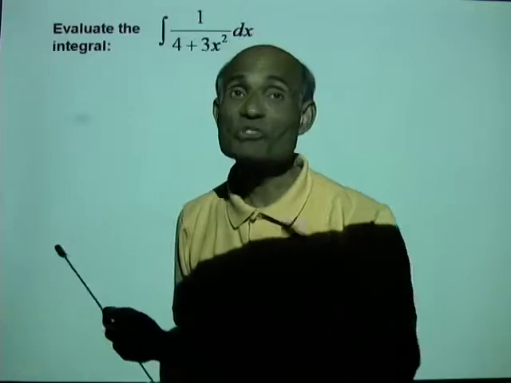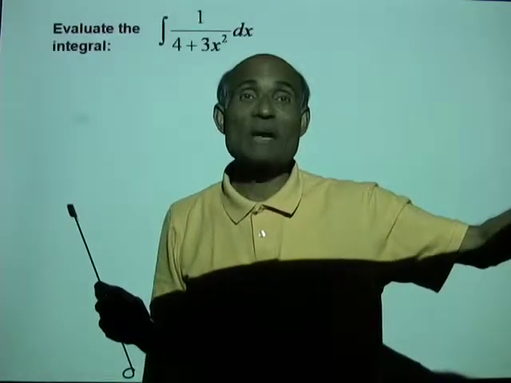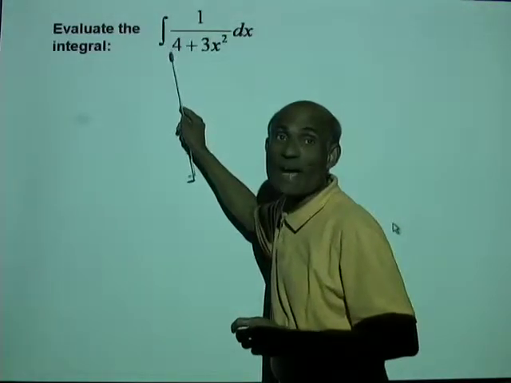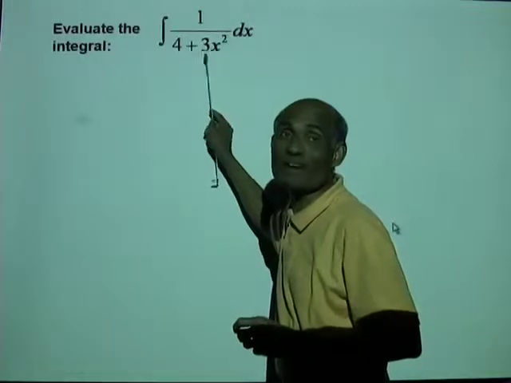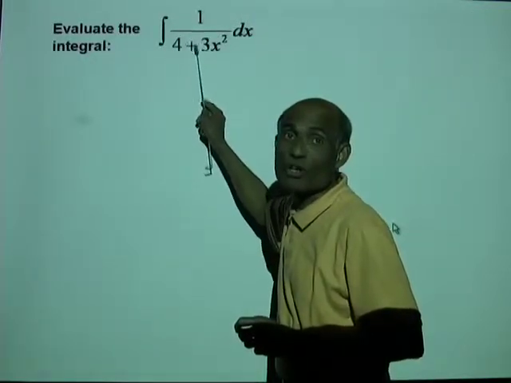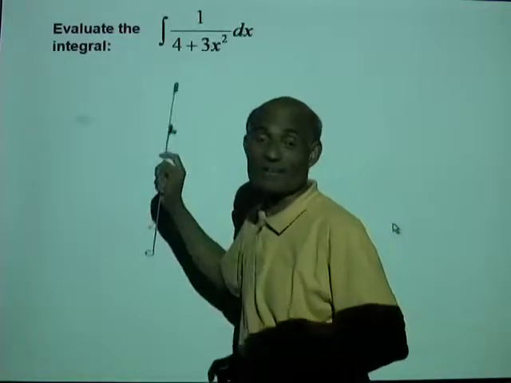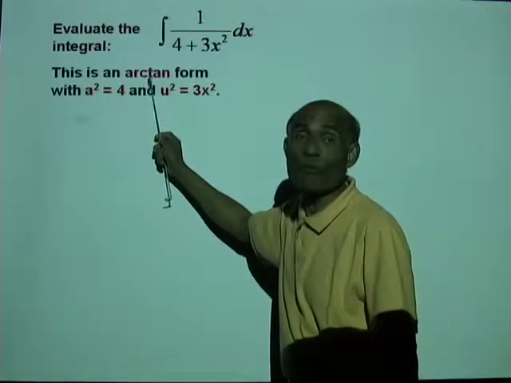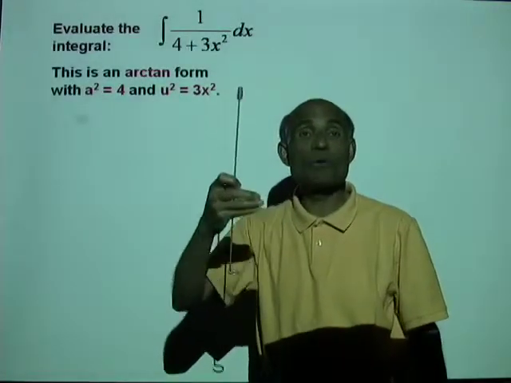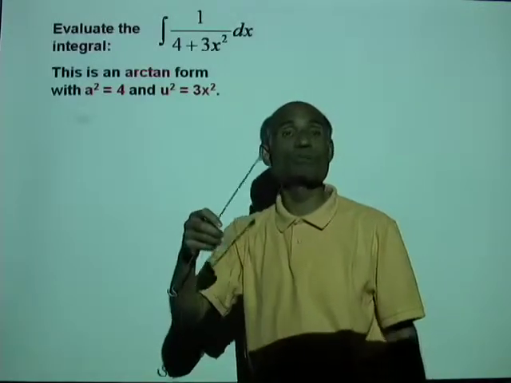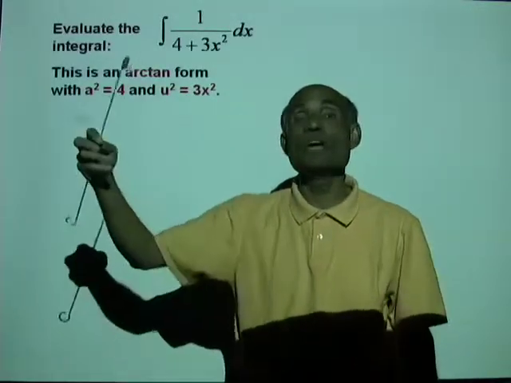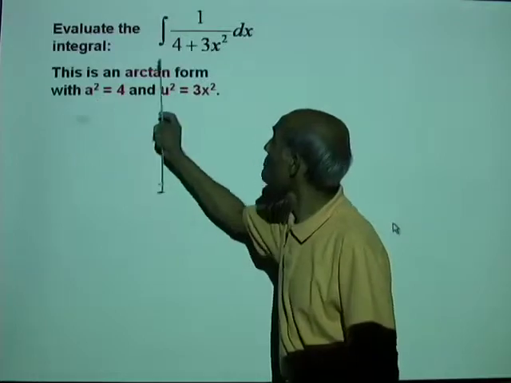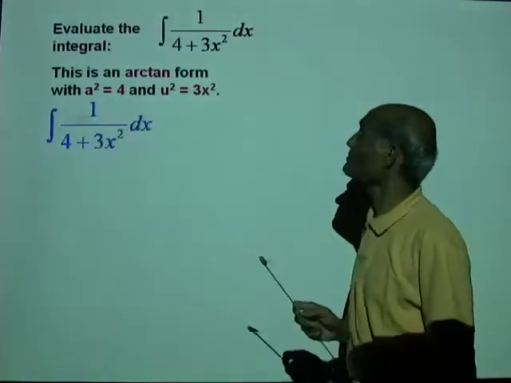What form is this? This is one of the standard forms we had actually seen in the beginning. This is of the form 1 over a squared plus u squared, where a squared is 4, u squared is 3x squared. That's right. So let's do that. So this is of the arctan form. Is that right? 1 over a squared plus u squared. Integral 1 over a squared plus u squared du is 1 over a arctan u over a. So we have a squared equal to 4, u squared equal to 3x squared.